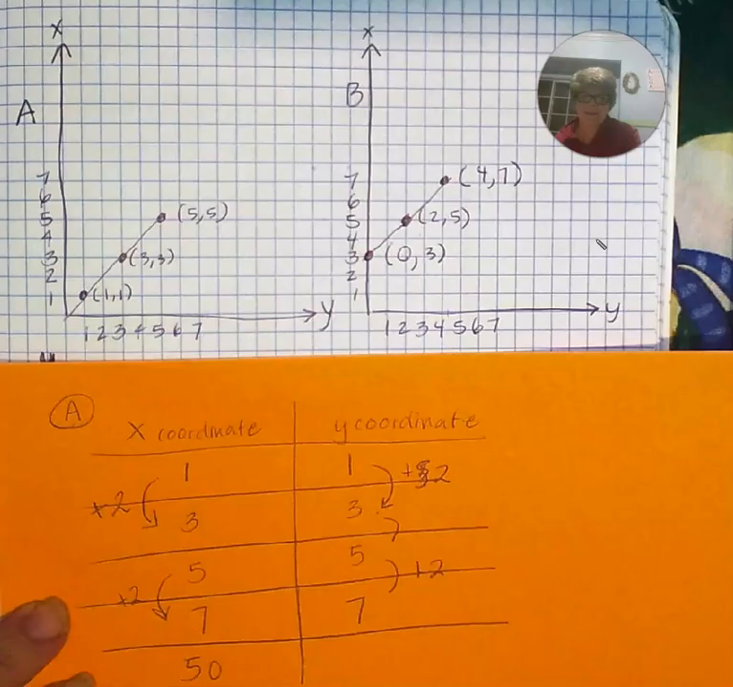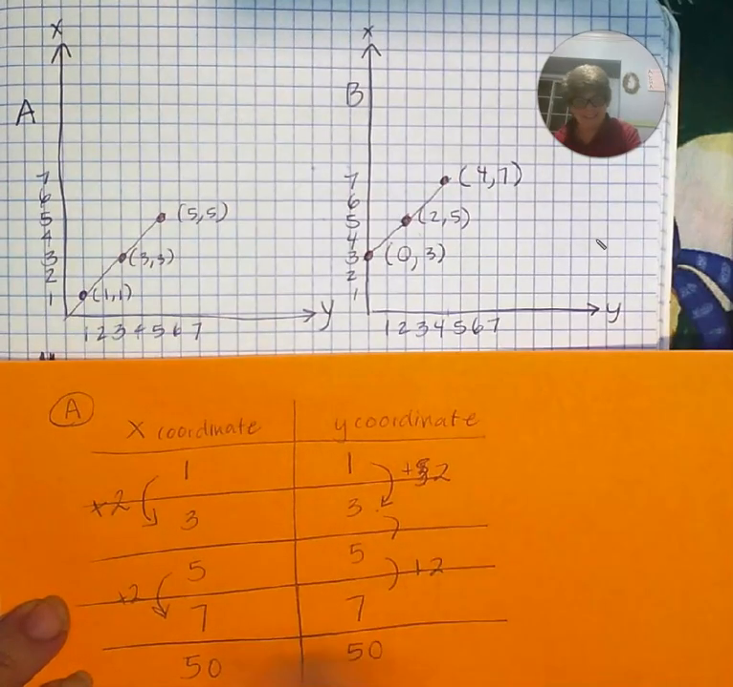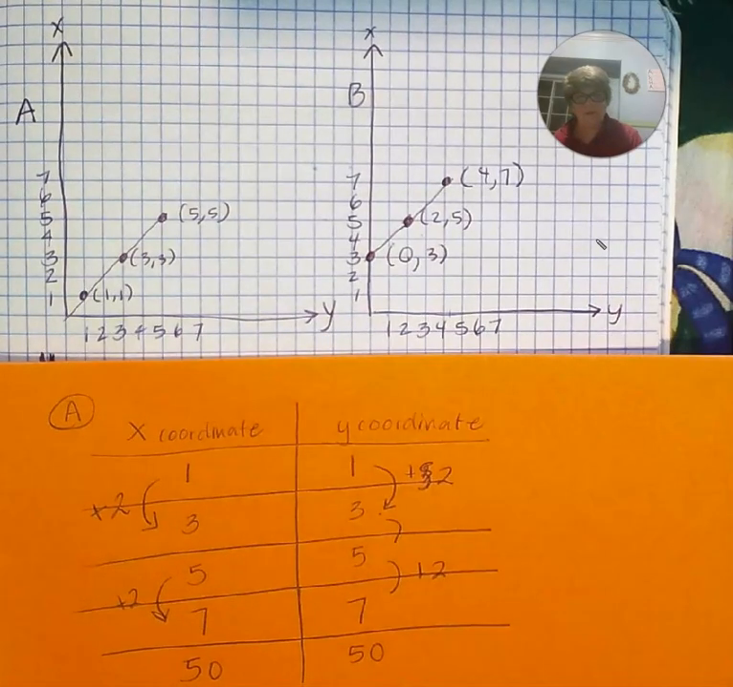I hope you're thinking that your y would also be 50 because, like you can see, our numbers are the same, right? So we don't even have to extend the pattern because we know the numbers are the same, right? That's kind of cool.